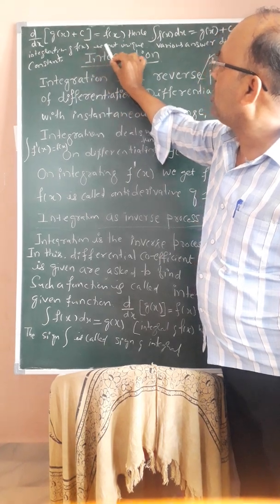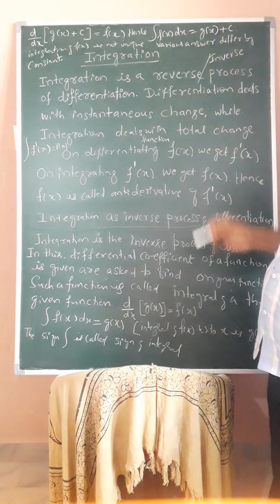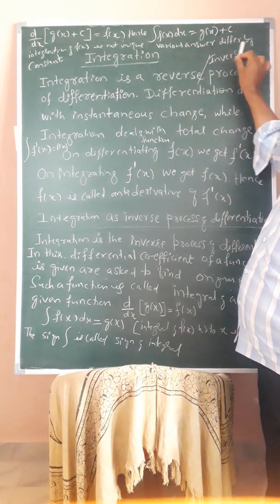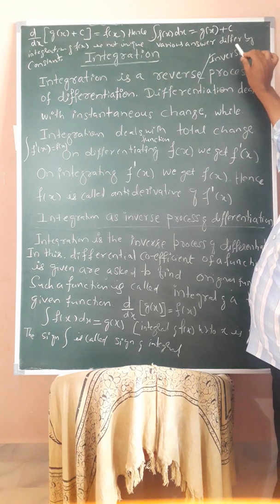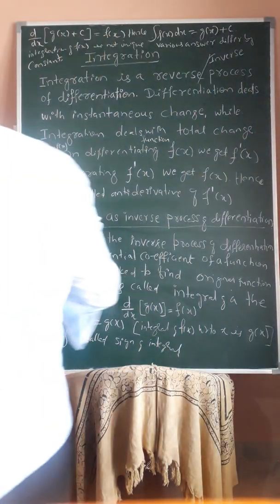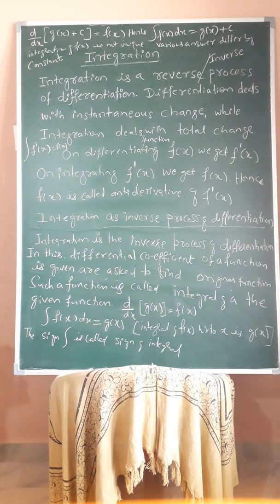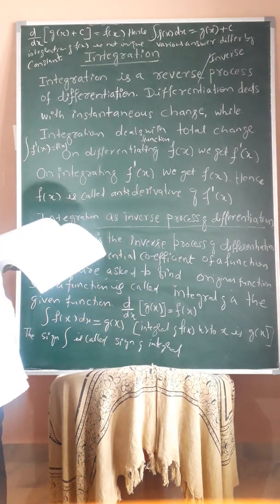Integration of f of x is not unique. That means integration of some function f of x is not unique. We get different results, various answers. Various answers differ by a constant, meaning the constant will change. Such an integral is called an indefinite integral.